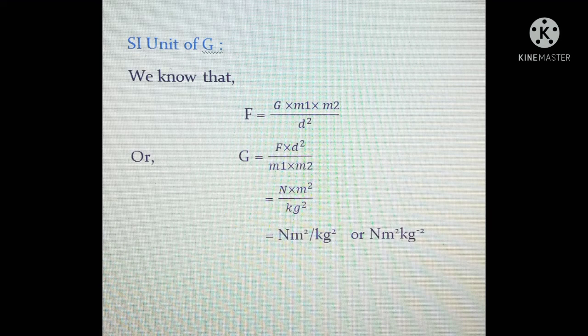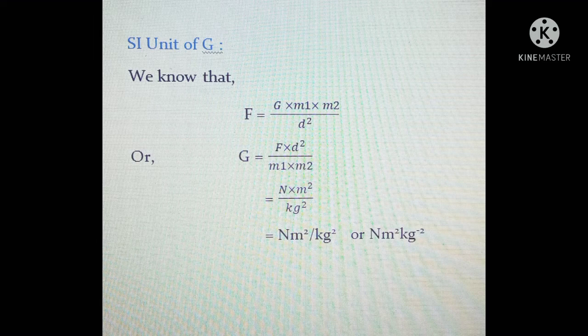Okay, now for deriving or finding the SI unit of universal gravitational constant, again we start from the formula itself. We know that F is equal to G into m1 into m2 upon d square. Now when we interchange them, we'll get G is equal to F times d square upon m1 times m2. After this, in the next step, we'll write the unit of the respective terms.